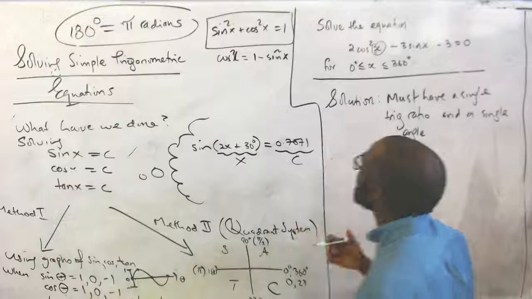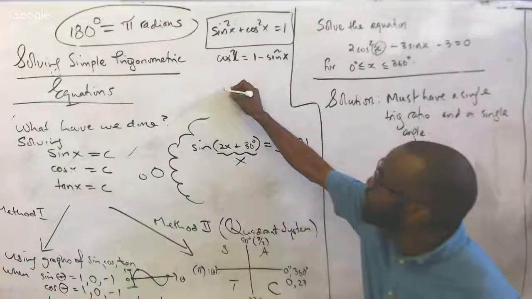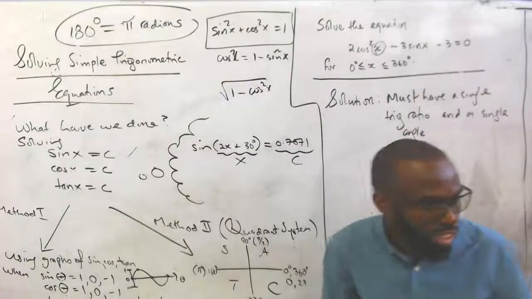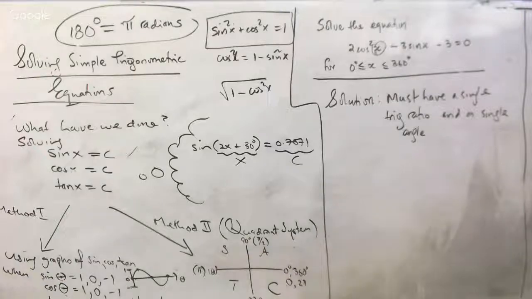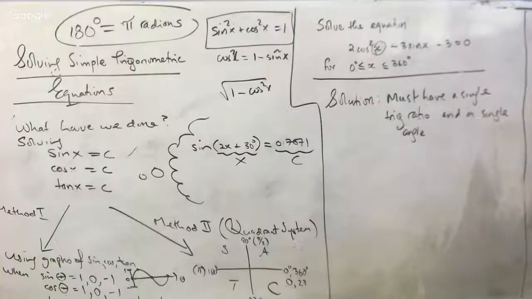So why did I say I can't change sine to cosine? Because if I did, I would end up with a square root of 1 minus cosine squared of x, and that's too ugly and complicated, right? So the only time we say yes, we can change sine to cosine, or cosine to sine, is if that thing was squared to begin with, right? So if it wasn't squared, I say I cannot change it.